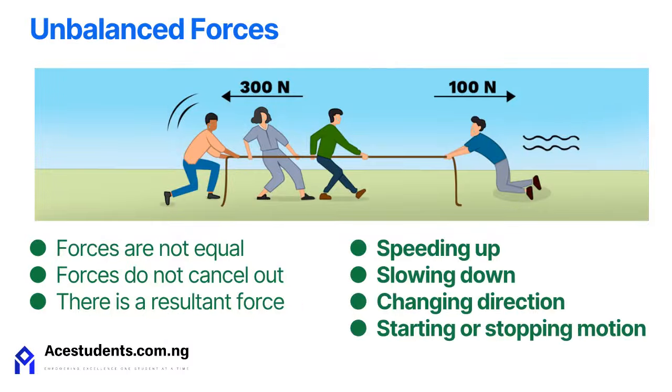When forces are unbalanced, the object accelerates. Acceleration does not just mean speeding up. It also includes slowing down or changing direction. This is a very important exam point that students often miss.